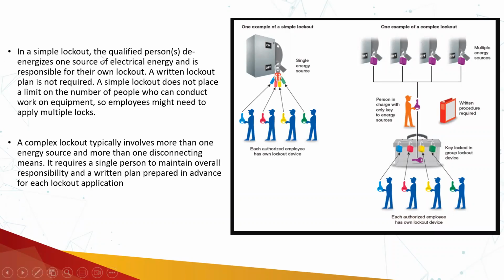In a simple lockout, the qualified person de-energizes one source of electrical energy and is responsible for their own lock. A written lockout plan is not required. A simple lock does not place a limit on the number of people who can conduct work on equipment, so employees might need to apply multiple locks. A complex lockout typically involves more than one energy source and more than one disconnecting means. It requires a single person to maintain overall responsibility, and a written plan is prepared in advance for each lockout application. Yes, this point is clear.